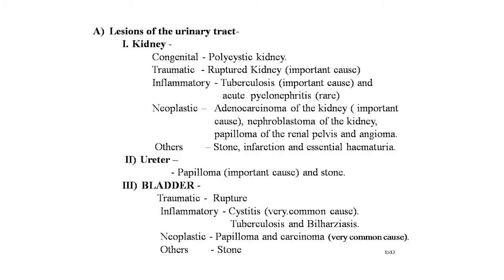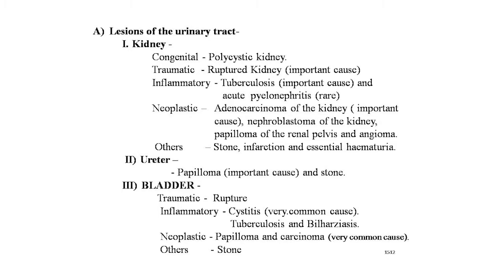From the kidney: congenital polycystic kidney; traumatic ruptured kidney, that is the important cause; inflammatory tuberculosis, important cause, and acute pyelonephritis; neoplastic adenocarcinoma of the kidney, important cause, nephroblastoma of the kidney, papilloma of the renal pelvis and angioma; and other causes are the stone, infarction, and the essential haematuria. And the second in the lesion of the urinary tract is the ureter, the papilloma important cause and stones.